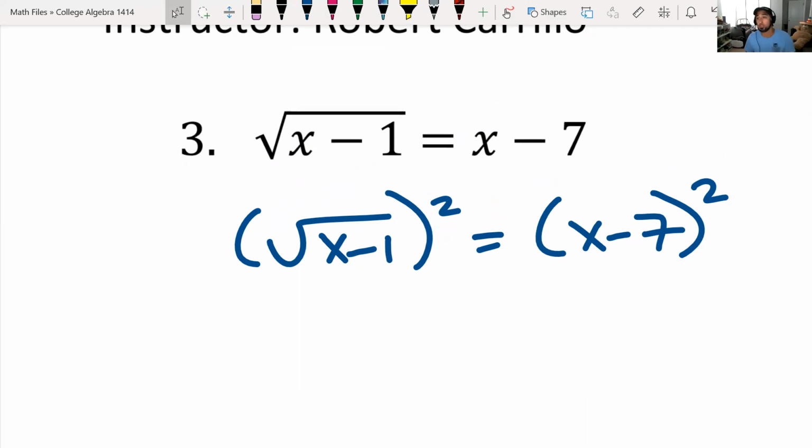The left side, the square root and the square will cancel. So we get x minus 1 equal to, now the right side, we have to expand. x minus 7 squared means x minus 7 times x minus 7.